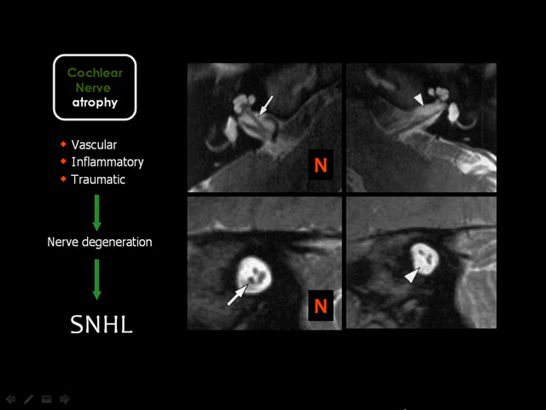Using MRI sagittal T2 weighted images, you can reach this diagnosis of cochlear nerve atrophy.